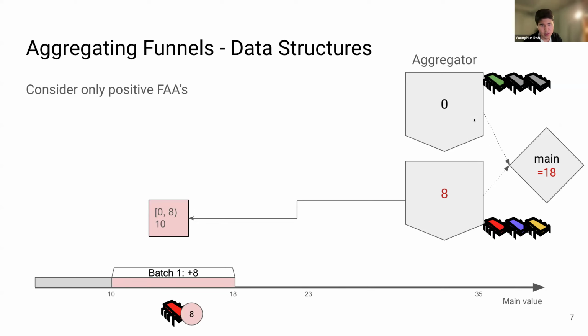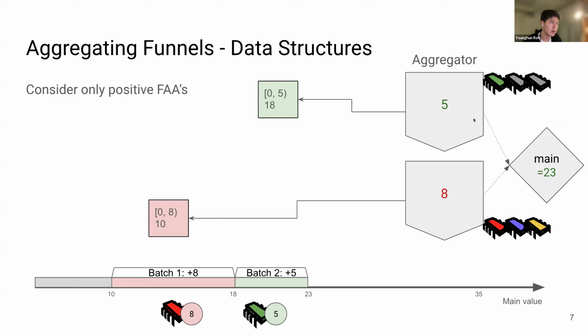And this goes on with the green thread. Let's say the green thread came along from a different aggregator, and its batch history will be kept in the other linked list in that aggregator. As you can see, the green thread incremented the internal value from 0 to 5, and the state of the main variable was 18 at the time the green thread reached the main variable. So we keep those three numbers in this batch history, and conceptually, as the bottom diagram shows, this batch will occupy from 18 to 23 as its return value.